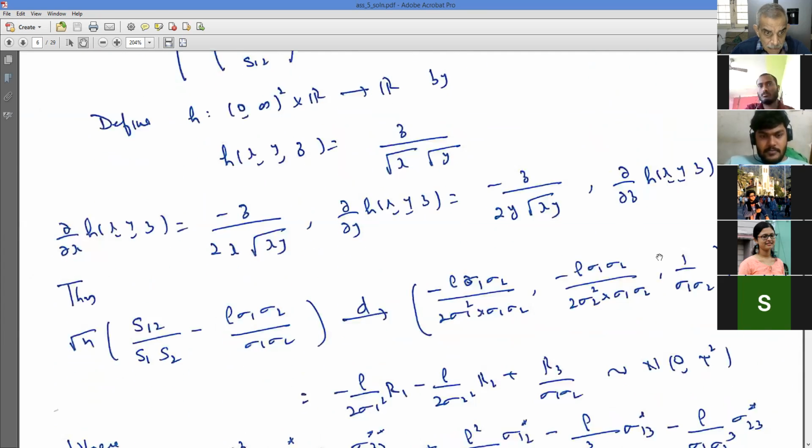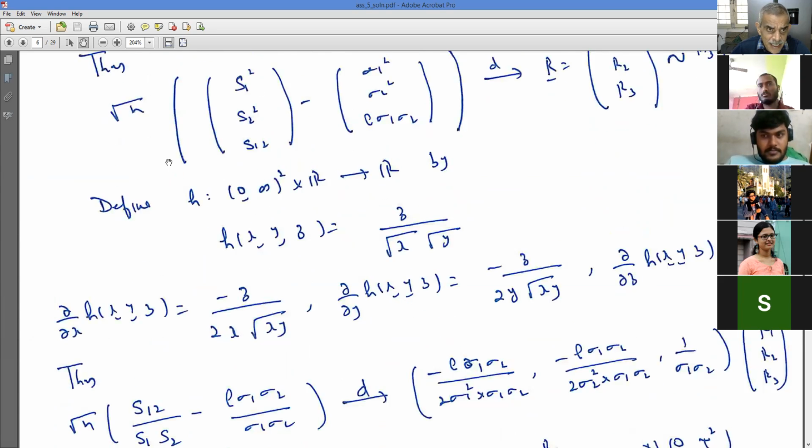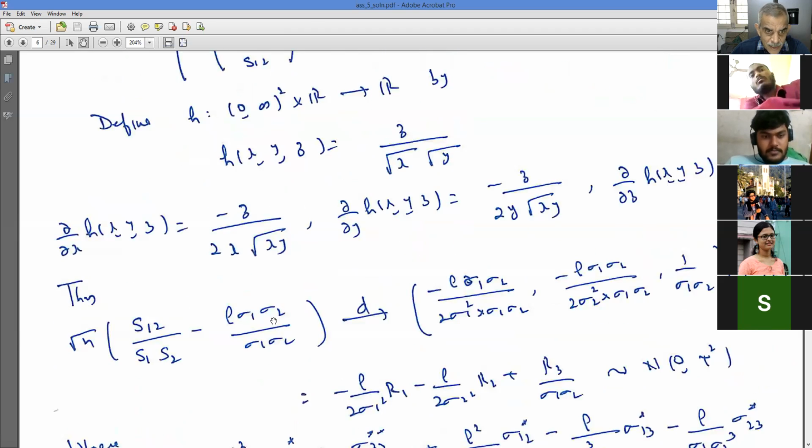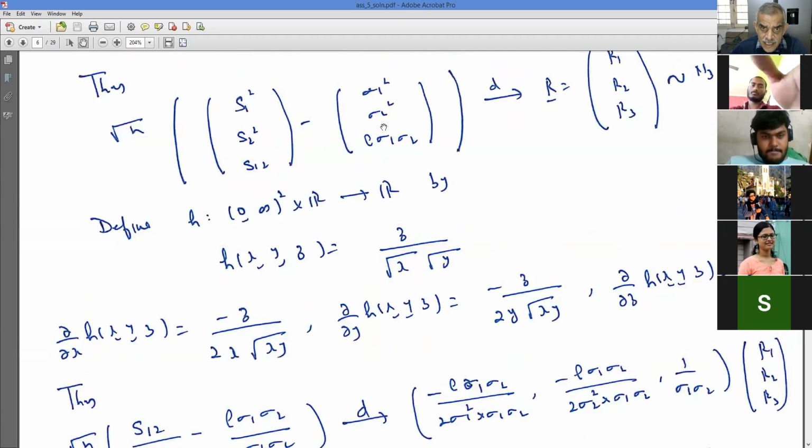Is that okay? Since this was going in distribution to this, by the delta method root 10 times h of this, which is s12 upon s1 and s2, minus h of this, which is the third component divided by the square root of the first and second, which is rho sigma 1 sigma 2 by sigma 1 sigma 2, goes in distribution to the vector of partial derivatives of this at the point sigma 1 square, sigma 2 square, and rho sigma 1 sigma 2. What is this value at this point?